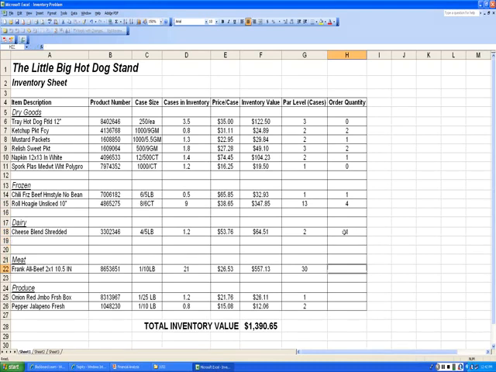Hot dogs, I have 21. I need 30, so that's going to be 9 cases of hot dogs. For the red onions, I have 1.2. My par level is 1, so I don't need any. And the jalapenos, I have 0.8. I need 2. If I order 1, that'll give me 1.8. That's not quite enough, so I need to order 2. So now I've gone through and I've figured out my order quantity. So then the next thing I can do is actually go through and requisition.